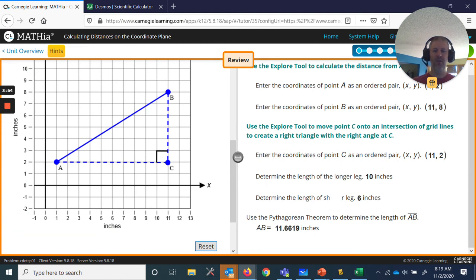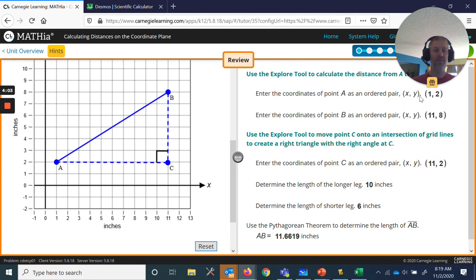Okay, so that's how you handle all these problems. Be careful about where you put your point C. Make sure it's on grid lines. Hit this reset if you need to start over. And then make sure you put parentheses around your coordinate pairs, because if you make mistakes, that will affect your score just a little bit.